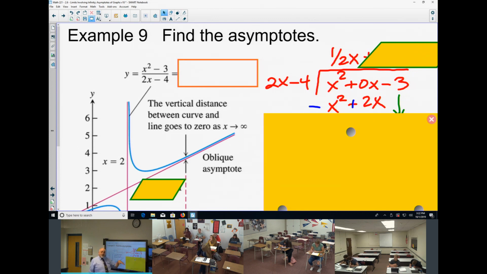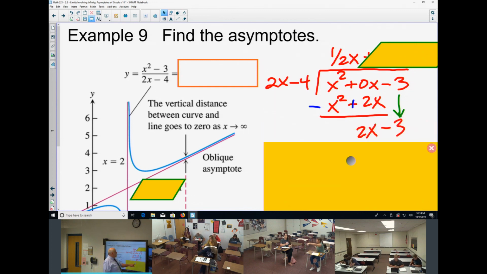And again, I would recommend that you use a pen and a pencil or 2 colors of pen when you're going through and changing the signs, because otherwise it's hard to recover. It's hard to figure out what you're doing. All right, so now you subtract: x squared minus x squared cancels. 0x plus 2x is 2x. You bring down the -3.